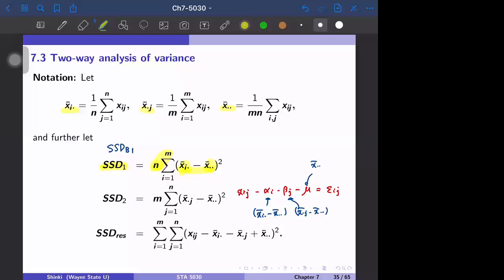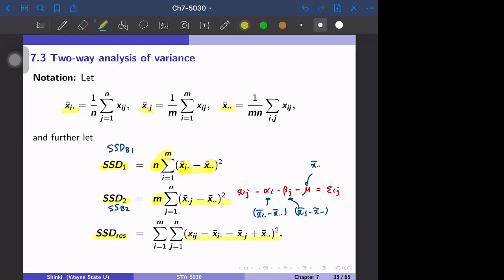SSB2 is defined in the same way: the sum of squared deviations between groups for the second factor. We define the quantity similarly. And SSD residual, the sum of squared deviations for residuals, is defined by the sum of squared x_ij minus x_i dot bar minus x dot j bar plus x dot dot bar.